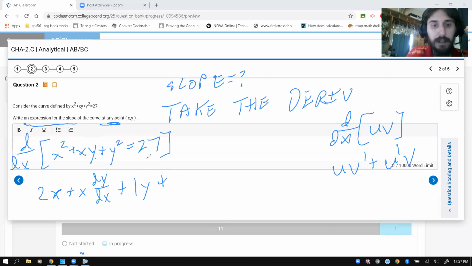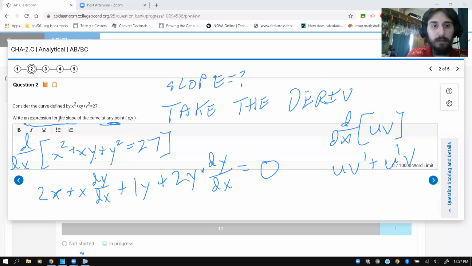Plus, okay, for this one, you have to do the chain rule. So you're going to take that 2, move it out in front, becomes 2y to the first times the derivative of y, and the derivative of y is dy dx. That's going to equal the derivative of 27. 27 is just a constant. Its derivative is 0. So this is what you should get.